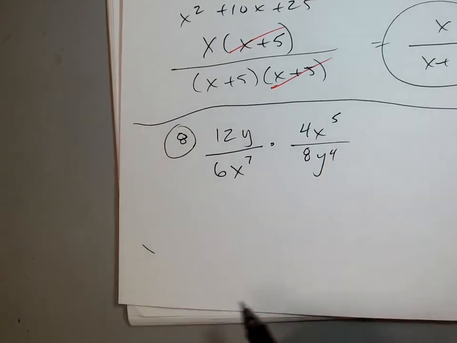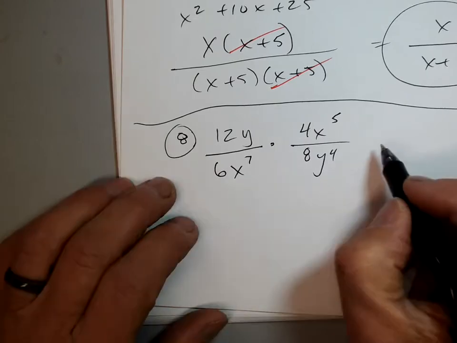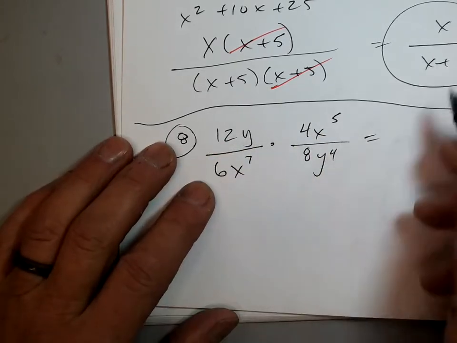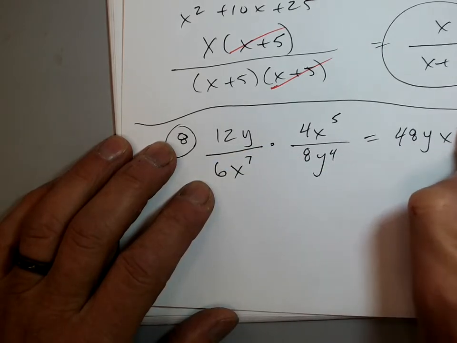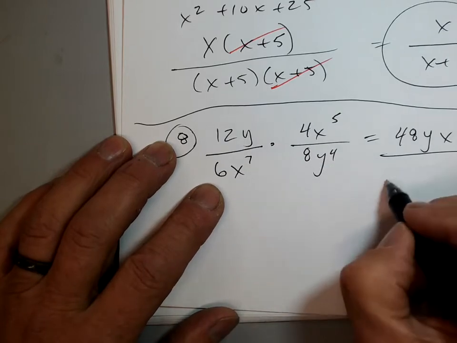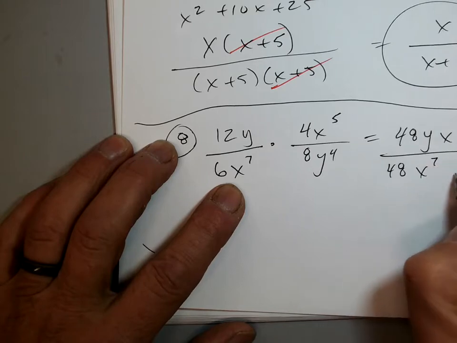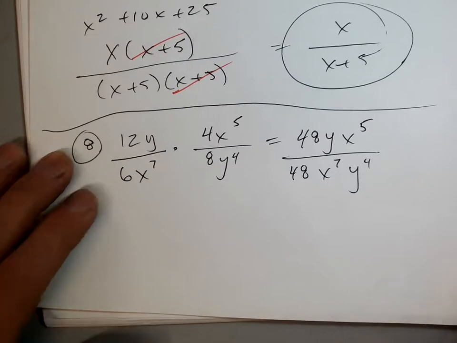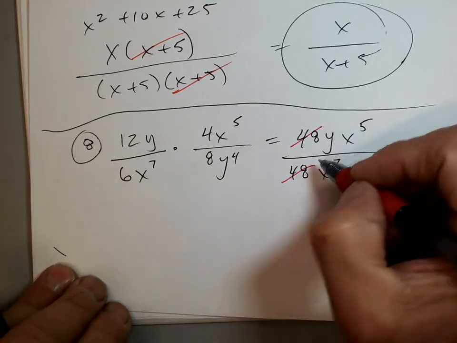Okay, now, I like to cross simplify and cross reduce, but I'm going to make it easy for you. Let's just multiply, okay? I'm going to get 48y x to the 5th over a 48 x to the 7th y to the 4th. How am I doing? Yeah. Okay, I just multiply. All I did is just multiply it straight across, right? Now we can reduce. 48 over 48, boom, 1, right?